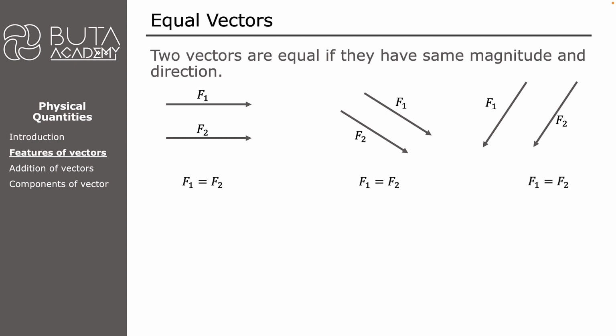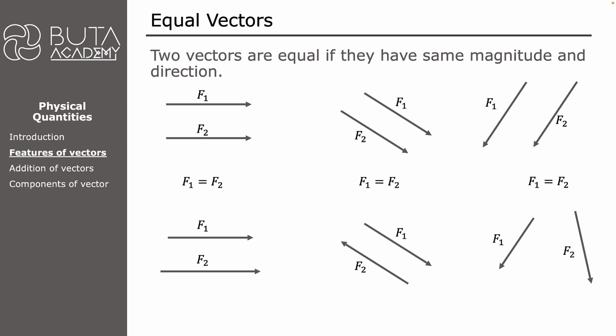If either magnitude or direction of 2 vectors are not same, these vectors are not equal. In the first example, directions of two vectors are same, but the second one is longer than the first one. In the second example, even though lengths, magnitudes of these vectors are same, their directions are different to each other. In the last example, neither magnitude nor directions are same. As a result, none of these vector pairs consist of equal vectors.